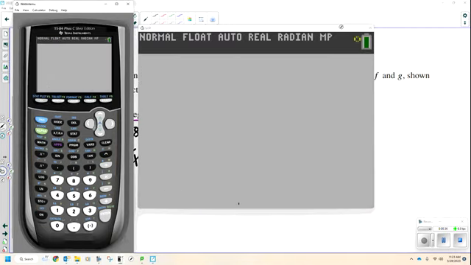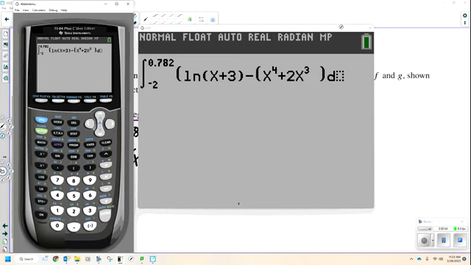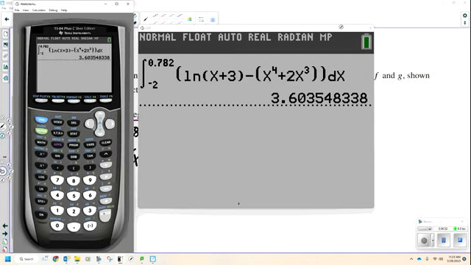Math 9 from -2 to 0.782. And the first function, or the bigger one, the ln of x plus 3, minus, in parentheses, the smaller function, x to the fourth plus 2x cubed. I'm going to close that parenthesis and not forget my dummy variable. There it is in all of its glory. And if I do that, the calculator gives me the answer, 3.60.